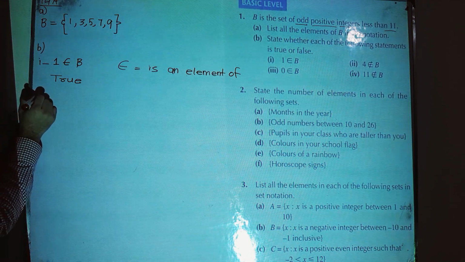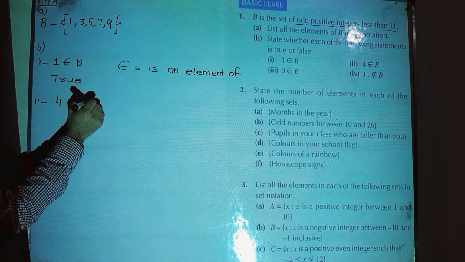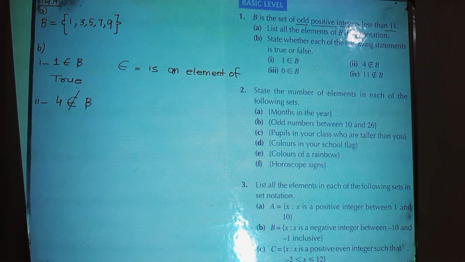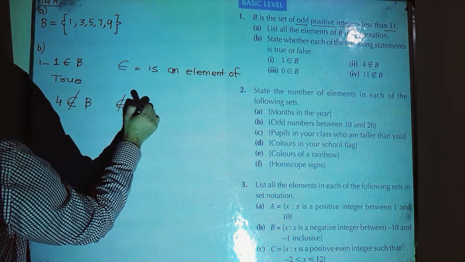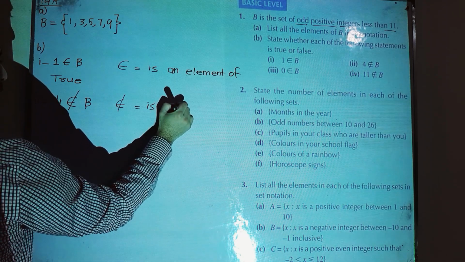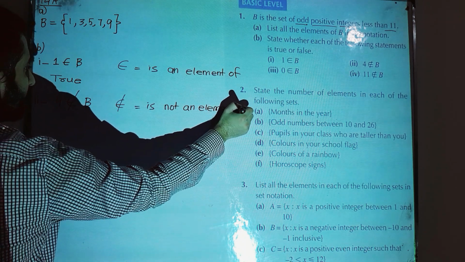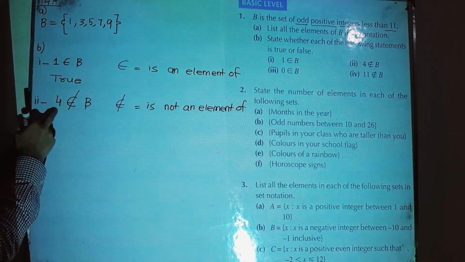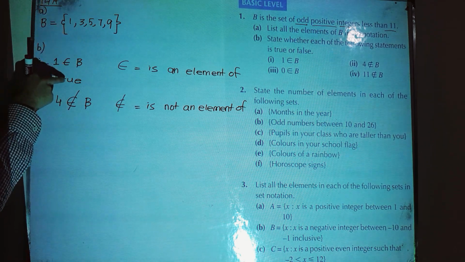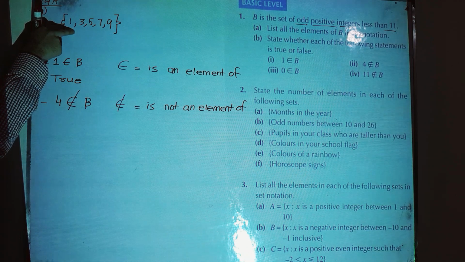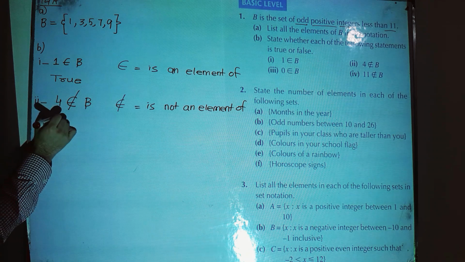For part number 2, this is 4 is not an element of B, where this symbol is not an element of. Okay. So 4 is not an element of B, and you have to see your set B. Is 4 present in set B? No. So this statement is true because 4 is not part of B. So this is true.